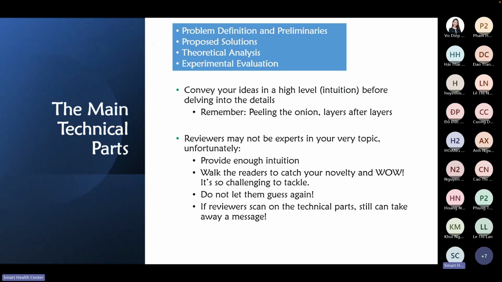All right. So again, do not let them guess. You have to walk your readers. And if your reviewers scan the technical part without really reading into it, can they still take away a message? Right? Yeah. So too bad, right?